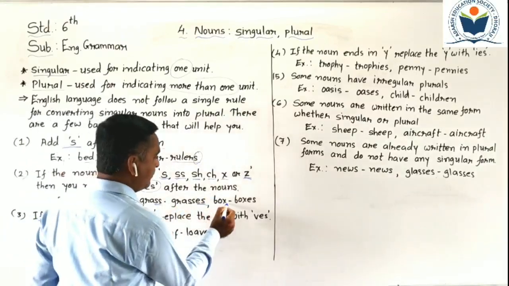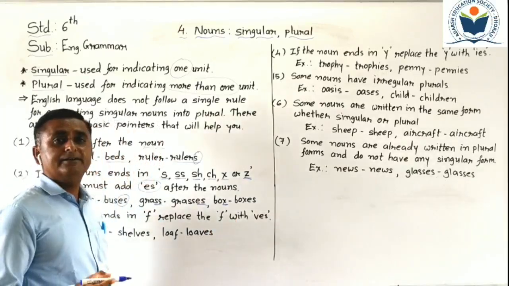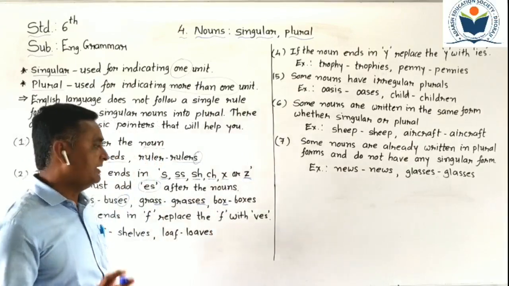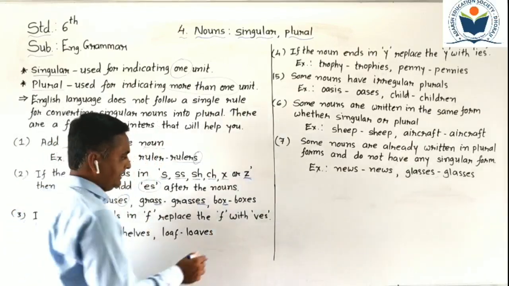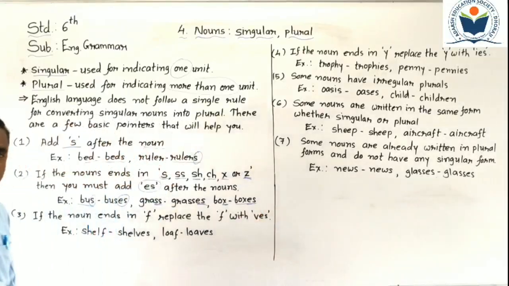Like that, box. The last letter is x. Then, while converting into plural form, we have to add es here. So box becomes boxes in plural form. Can you understand the second rule?